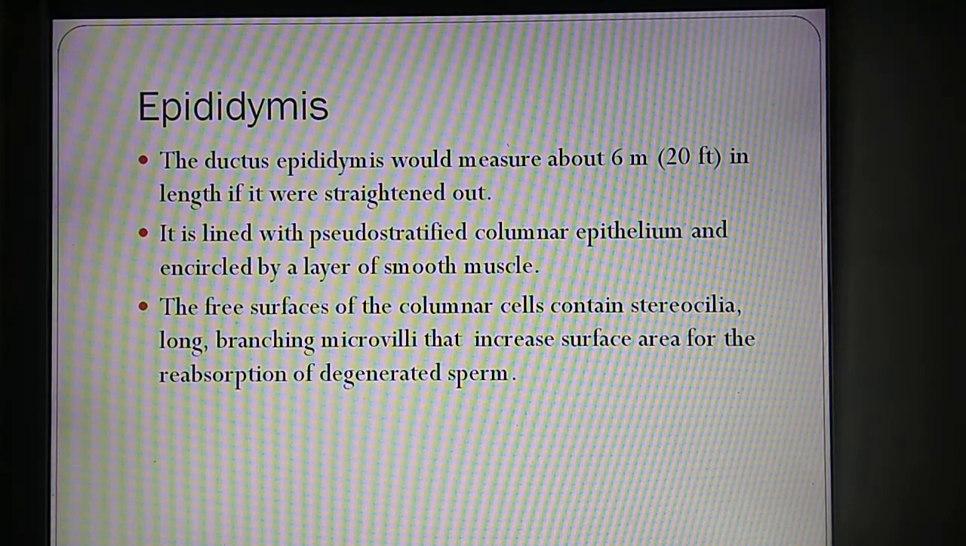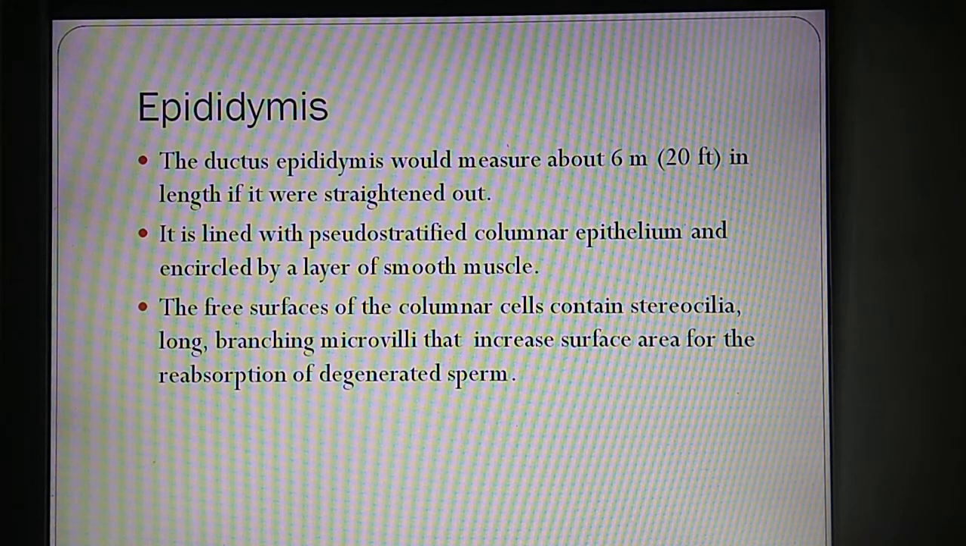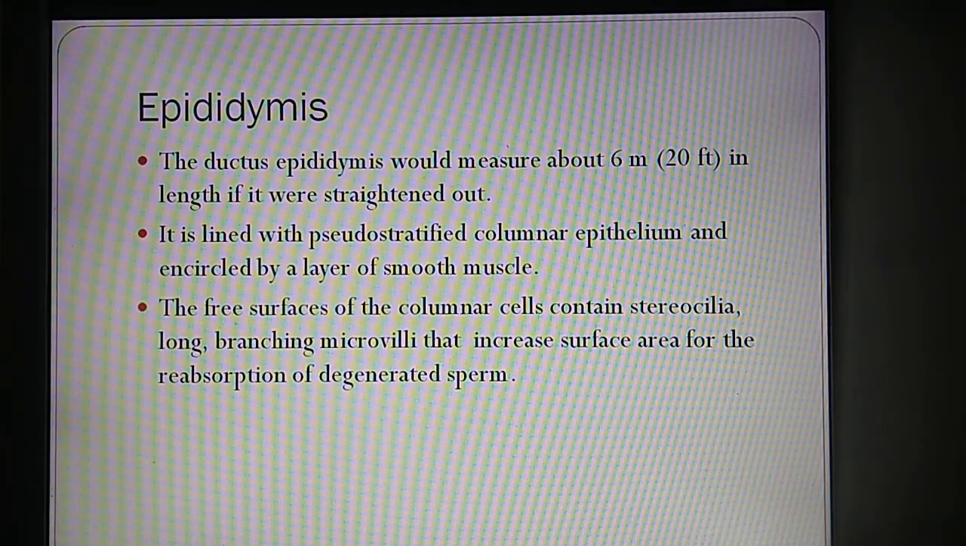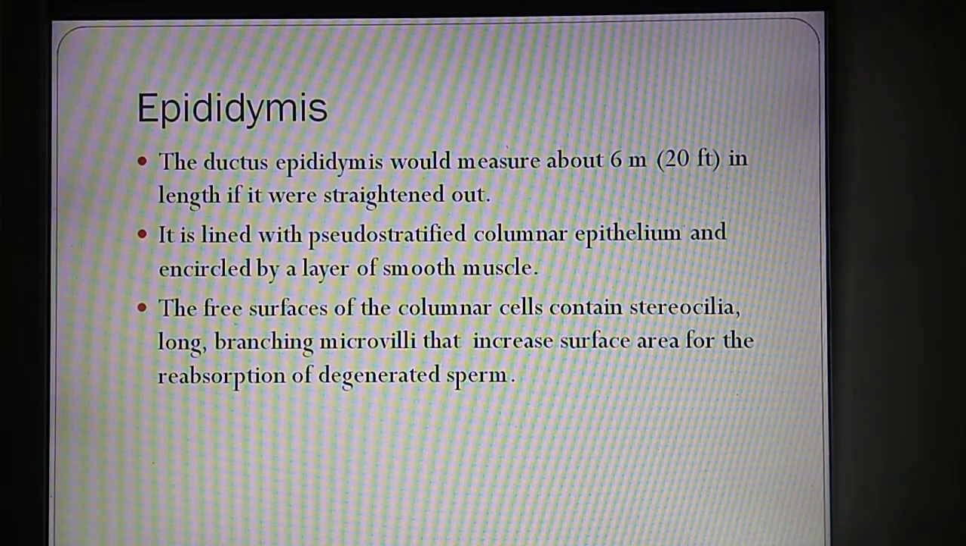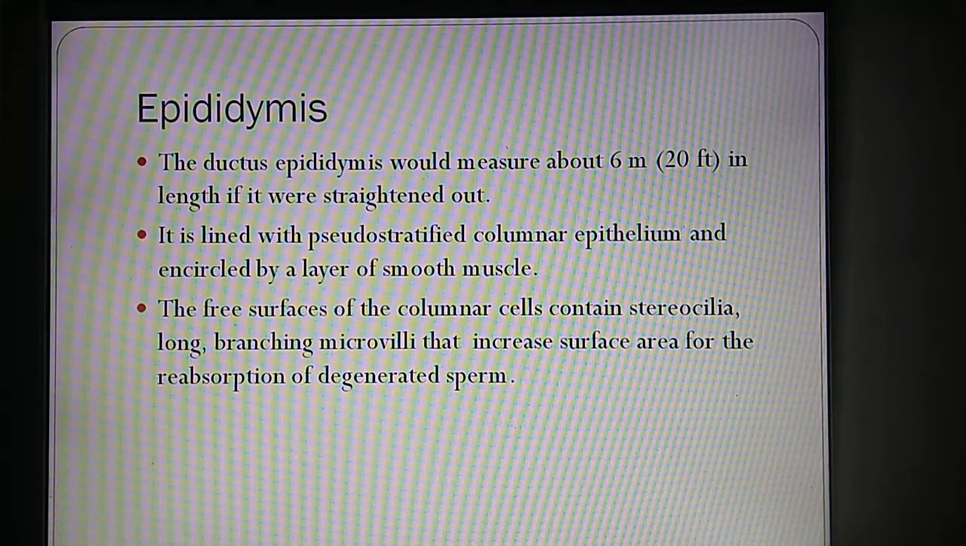It is lined with pseudostratified columnar epithelium and encircled by a layer of smooth muscle. The free surface of the columnar cells contains stereocilia, long branching microvilli that increase surface area for the reabsorption of the degenerated sperm.